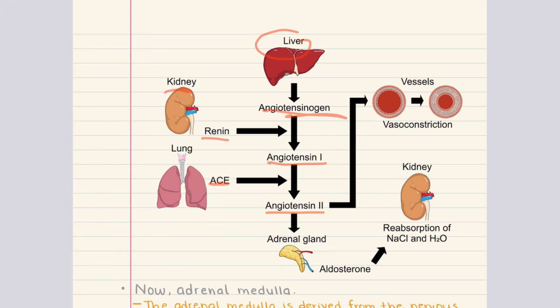Aldosterone then promotes sodium and water retention in the kidneys, which helps restore blood pressure and volume. So the system is incredibly important for regulating fluid balance, blood pressure, and long-term cardiovascular stability.